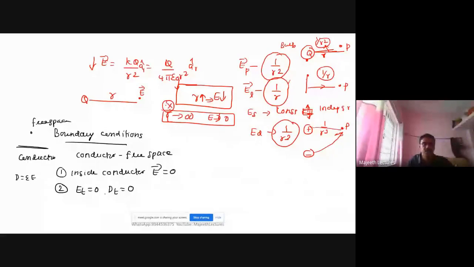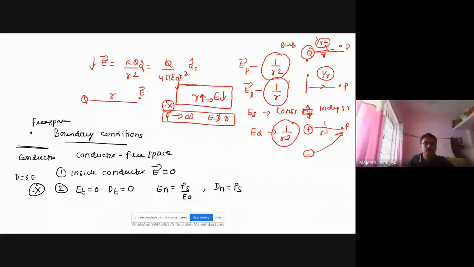D is the electric flux density. So this question they may ask, right? What is the tangential component of the electric field at the conductor free space boundary? Then En, the normal component of the electric field, is rho s by epsilon. And if I bring this epsilon E here, epsilon E is D. So Dn is equal to rho s. This is a very, very important condition.